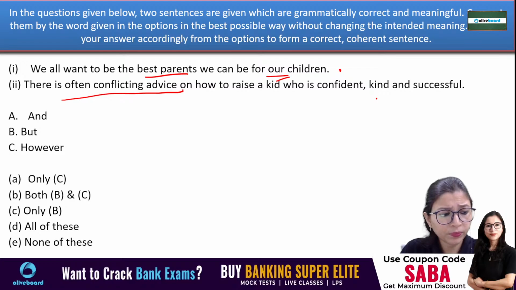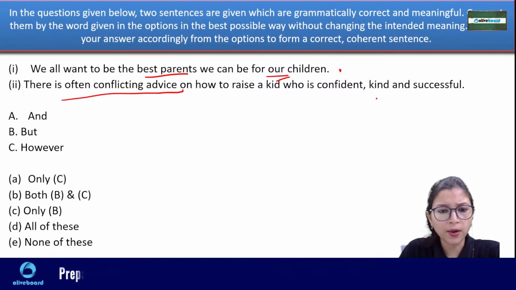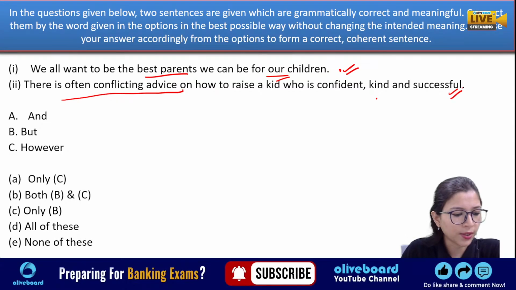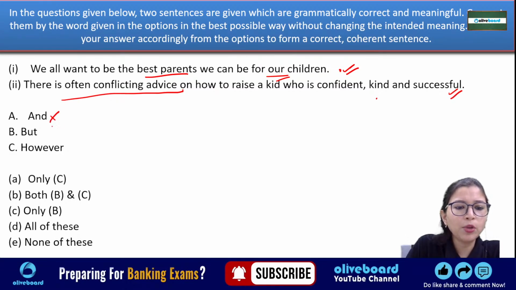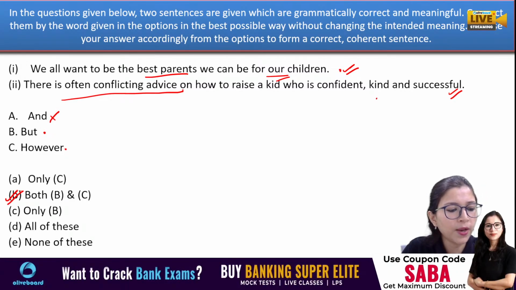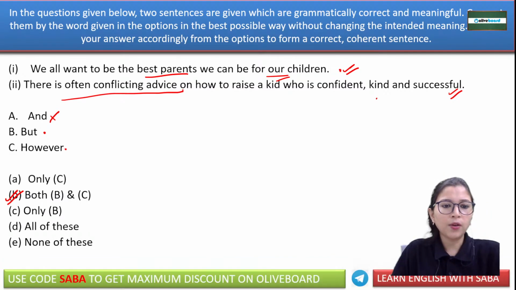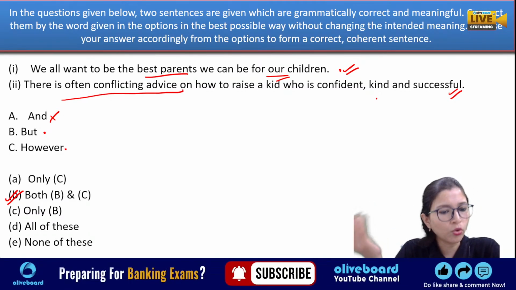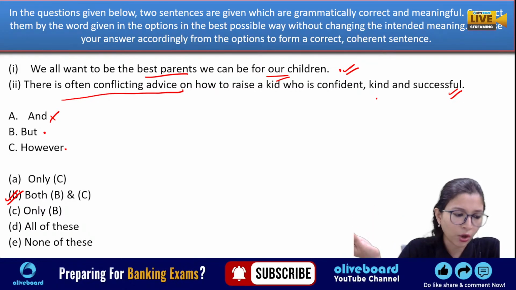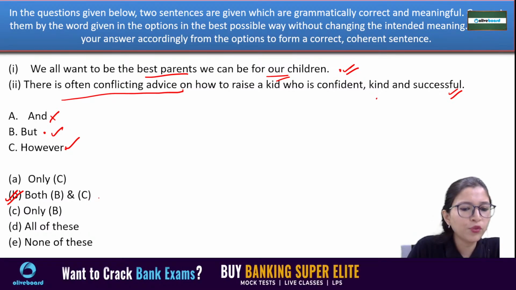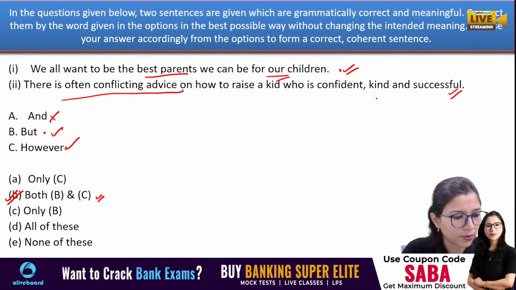So we have to connect these two sentences. We can use any contrasting conjunctions here, right? So 'and' can't be used, but 'but' and 'however' both can be used here. So the correct answer will be B. Any confusion here? We all want to be the best parents we can be for our children, but there is conflicting advice on how to raise them, or however there is conflicting advice. So both B and C can fit here. There was no confusion in this because every one of you marked the correct answer.